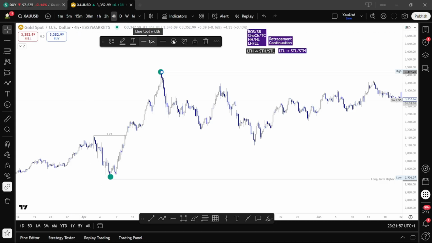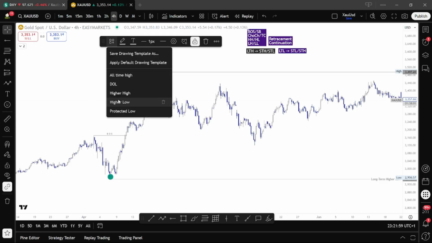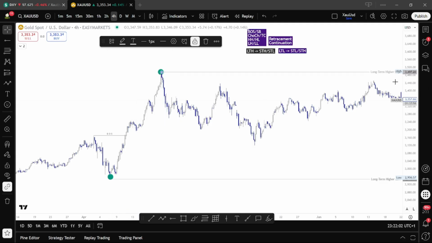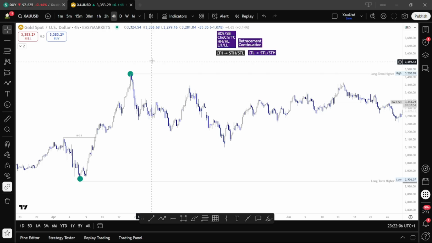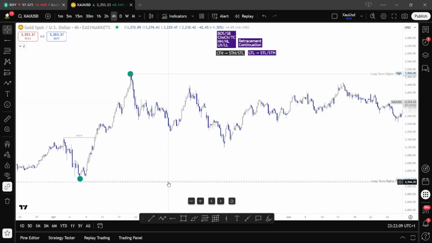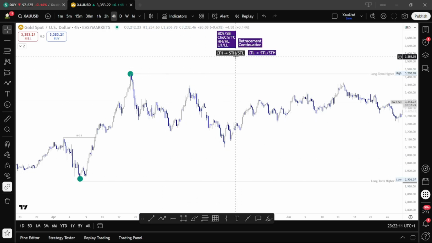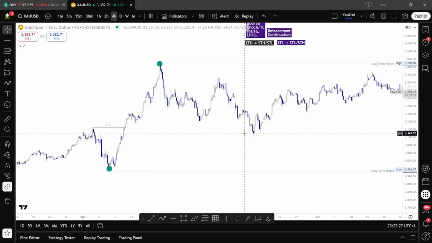Bear in mind, this is a long-term swing high, a higher high. So the long-term higher high. Now inside this box, look at what is happening. Inside this box is where we're going to be having our short-term highs and our short-term lows. Now I want to show you guys something. How do you determine a long-term swing high and a long-term swing low? This is very, very important.